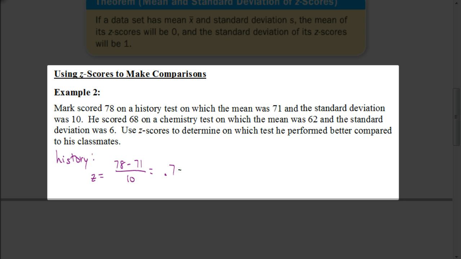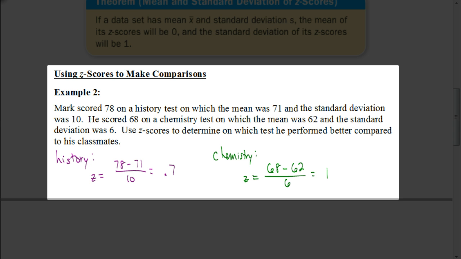So his score on the history test was 0.7 standard deviations above the rest of the class. So he did better than them. And on his chemistry test, he got a score of 68, where the mean in this case was 62, and the standard deviation was 6. Well, 68 minus 62 is 6, and 6 divided by 6 is 1.